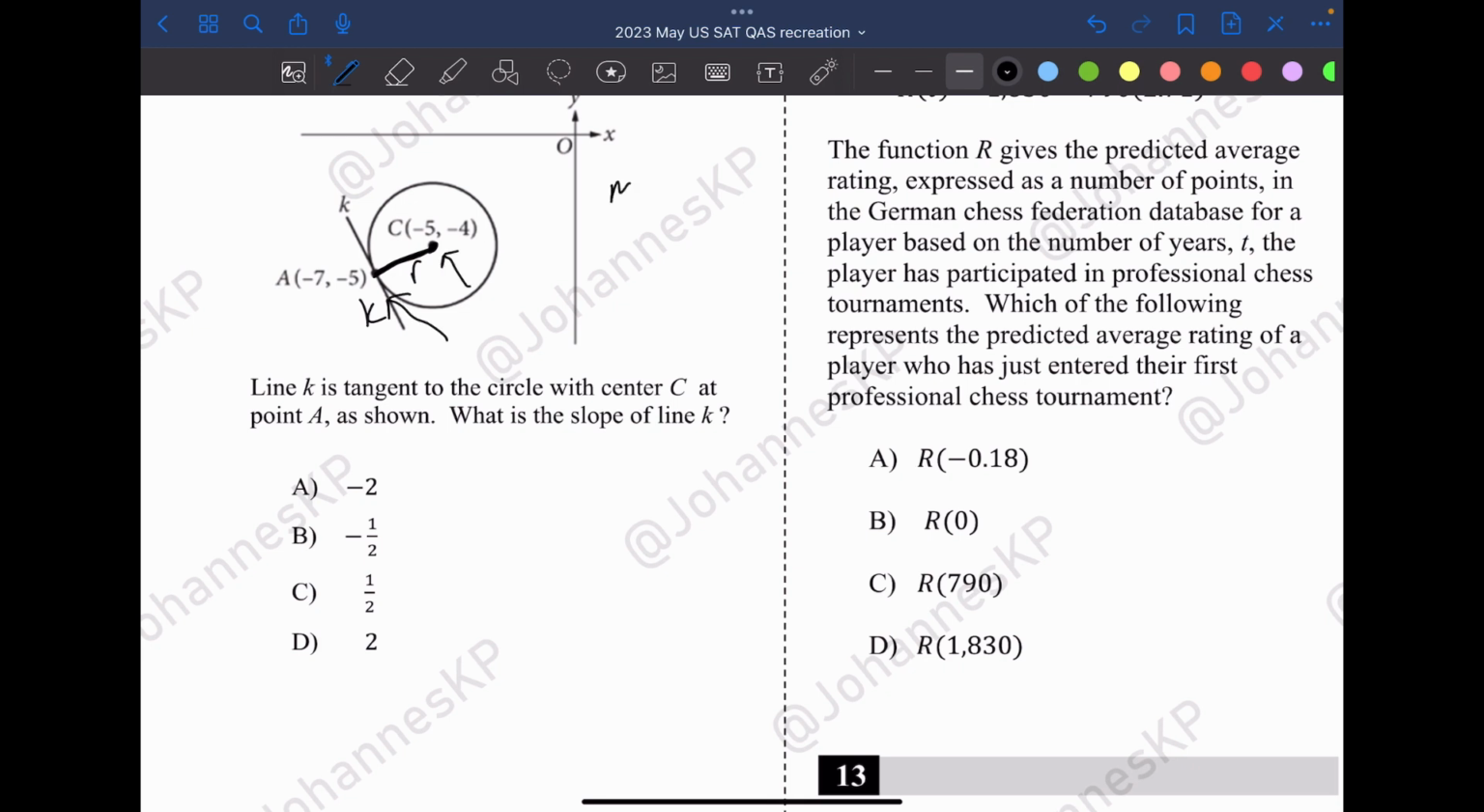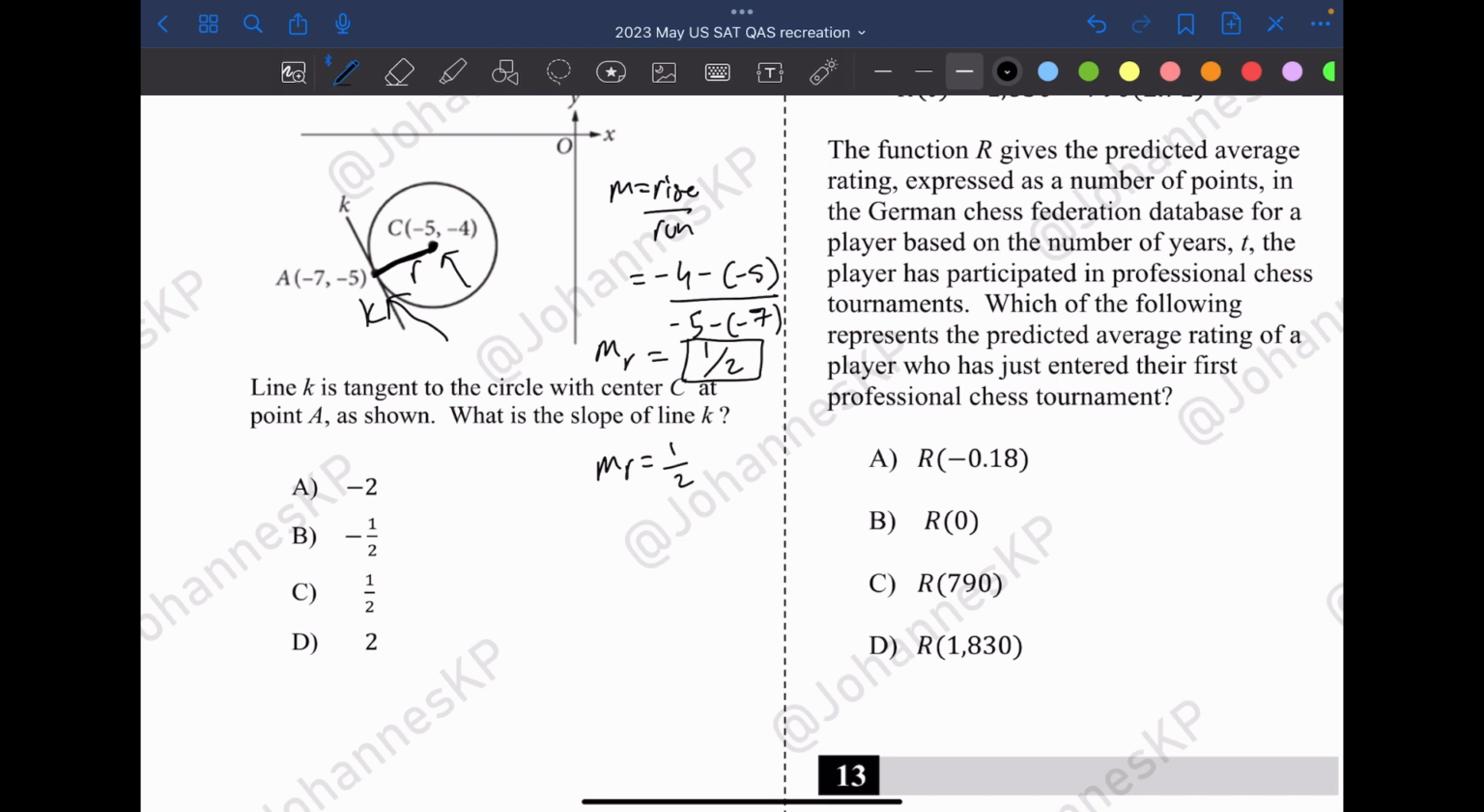Rise over run, so M is equal to rise over run. What we could do is rise is going to be negative 4 minus negative 5, and then the run is going to be equal to negative 5 minus negative 7. If you evaluate this, you'd have negative 4 plus 5, which is 1, and then negative 5 plus 7, which is 2. So 1/2 is the slope of R. So the M of R is 1/2. I'm going to write it down here again to make it look nicer. But yeah, M of R is 1/2.